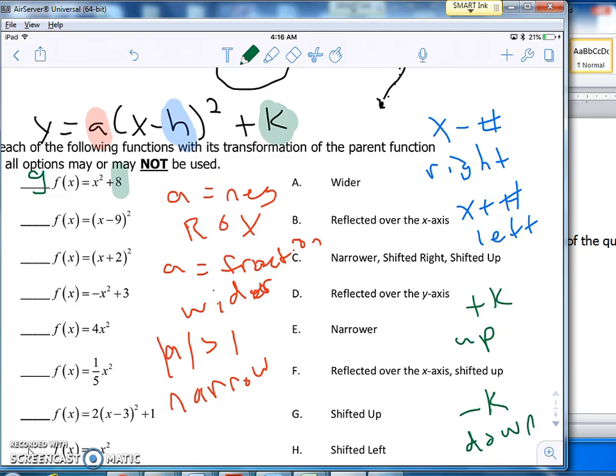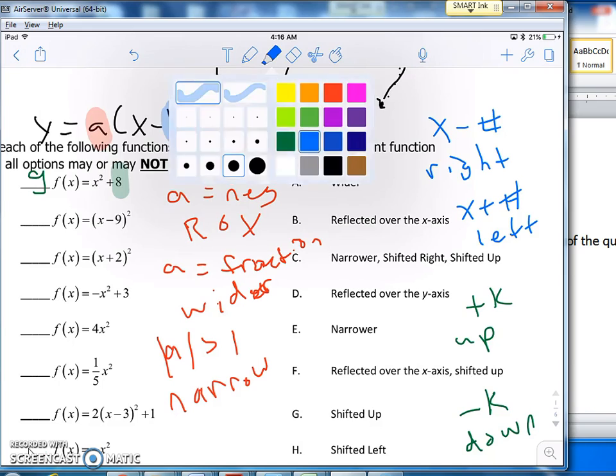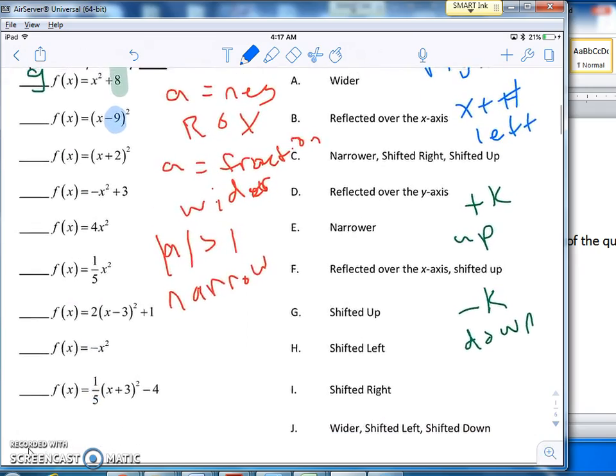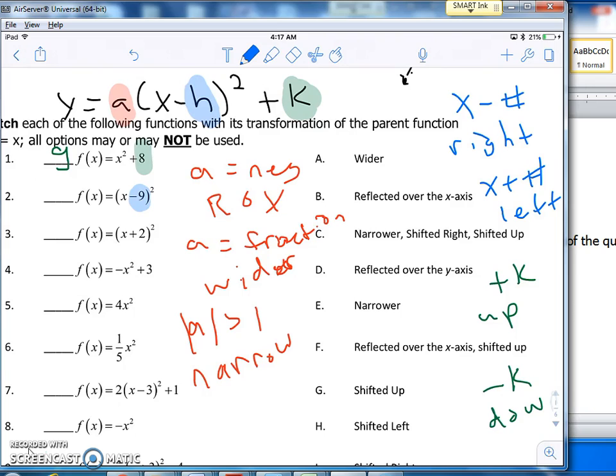We look at number 2. We have something in the parentheses. We have an x minus 9 in parentheses. So x minus 9 is our h value. So we look over at the blue. When it's minus a number, it's a right shift. So we're going to find where it says shifted right. That looks like I. Number 3, it's plus 2 inside. When it says x plus, it's actually a left shift. And that looks like H.